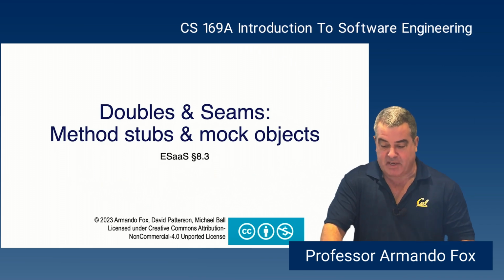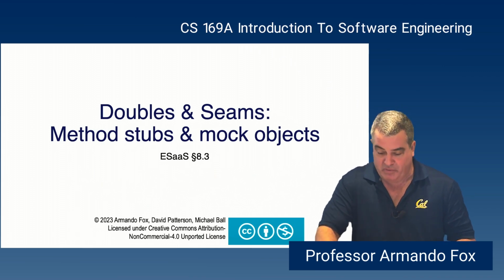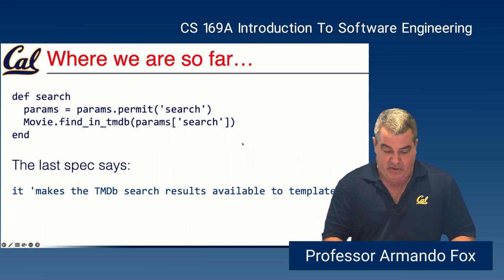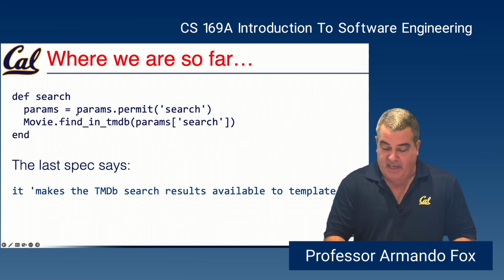So this brings us to our last piece of the puzzle here, where we're going to talk about method stubs and mock objects, which are the two basic kinds of seams. And we've already been working with them. Again, just to recap where we are so far, here's what our controller action looks like today.